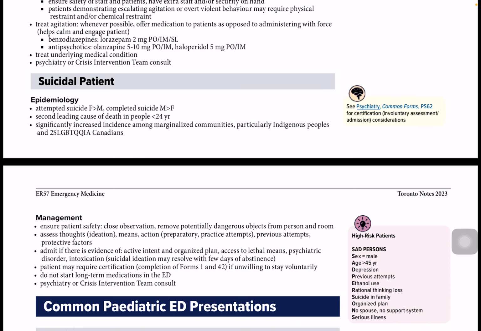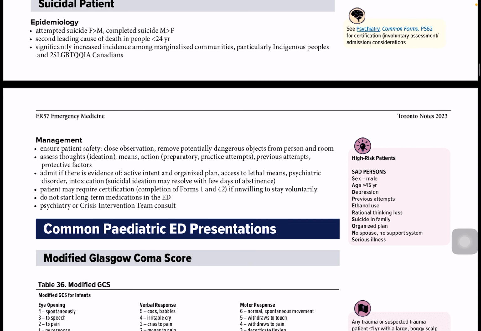Marginalized communities are neglected, so they perform suicides. What is the management? Ensure patient safety, close observation, remove potentially dangerous objects. Number one is patient safety, close observation, remove potentially dangerous objects from the person and the room. Assess thoughts, ideation, means, action, preparatory practice, practice attempts, previous attempts, protective factors.